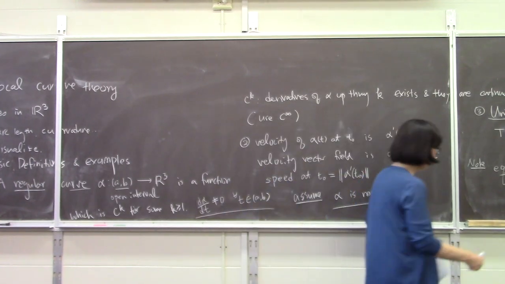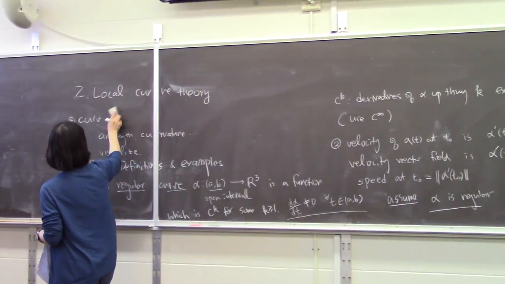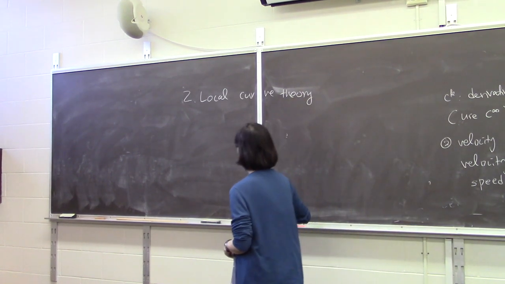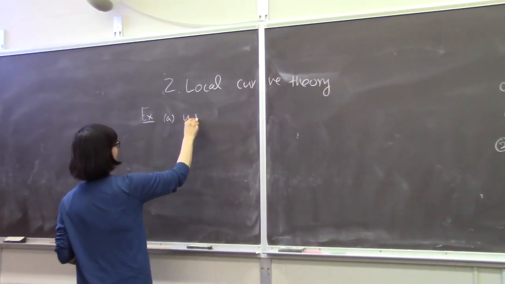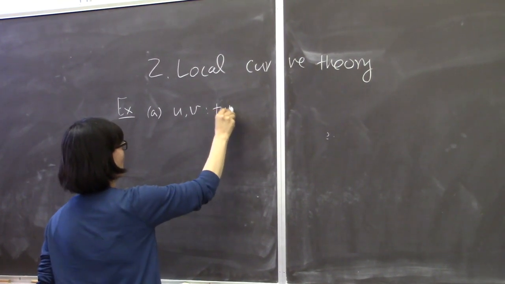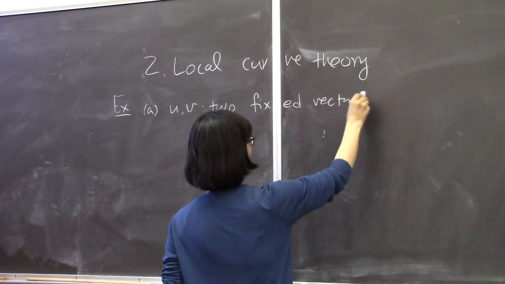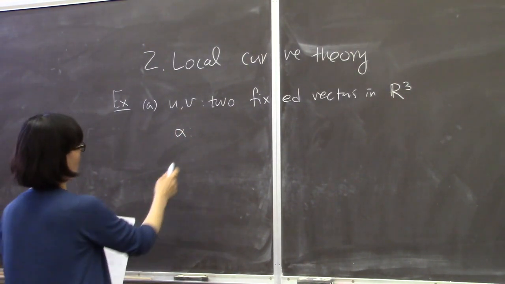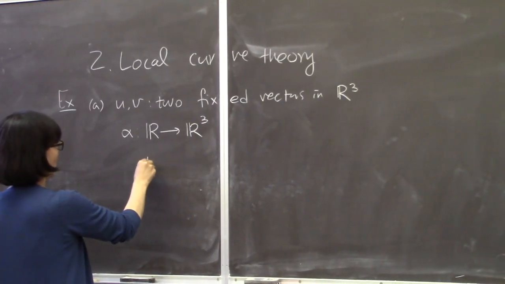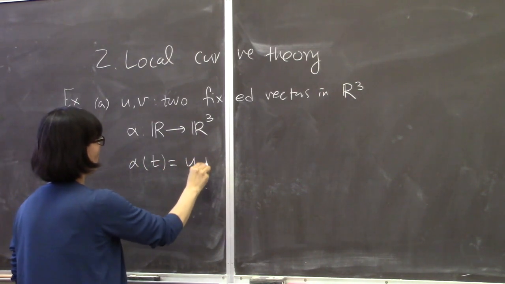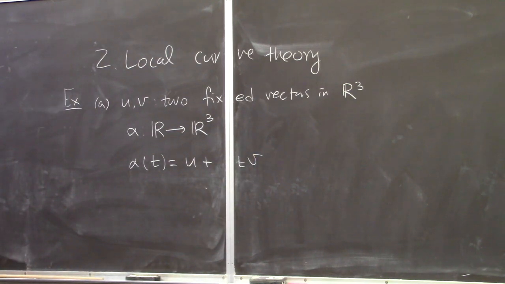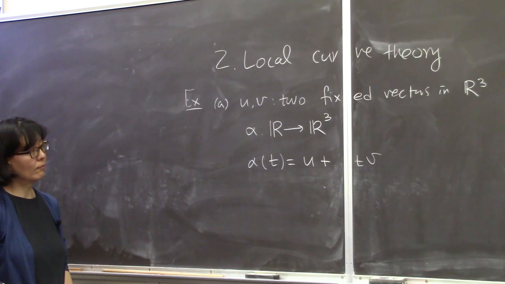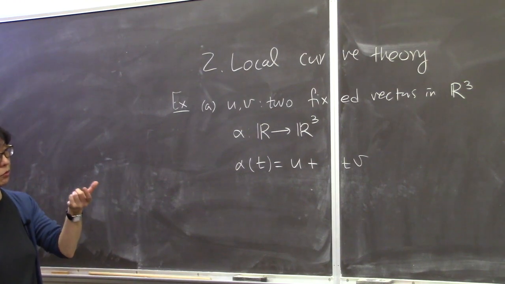Okay, then here's the example. Let's take u and v, two fixed vectors in our system. Then we consider alpha from R to R3 this way: alpha of t equals u plus t v. So u and v are two fixed constant vectors.